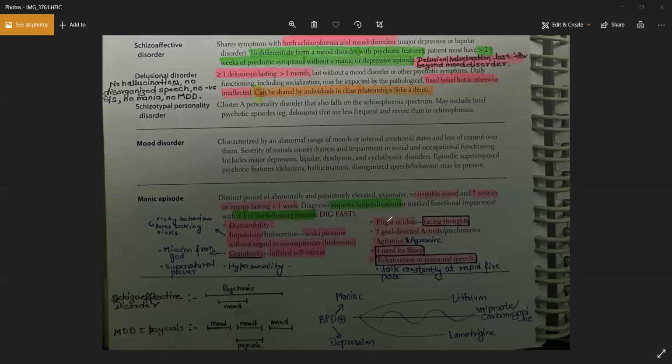Then you have the flight of ideas, the mnemonic F. They will have racing thoughts. They will switch topics. Okay, they will become very much agitated. They will have the agitation and they will become very much aggressive. Hyperactivity will be there. Okay, they cannot sleep for more than 1 week. It would be a patient who is only sleeping for like 1 or 2 hours every day.